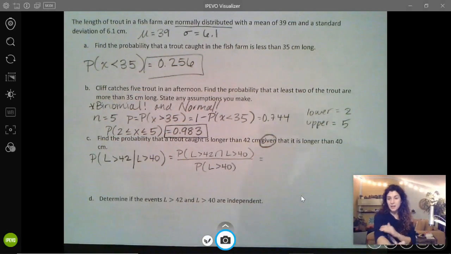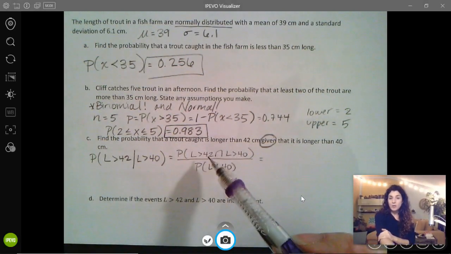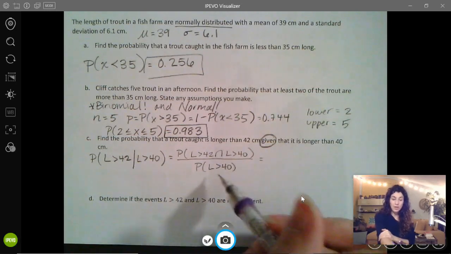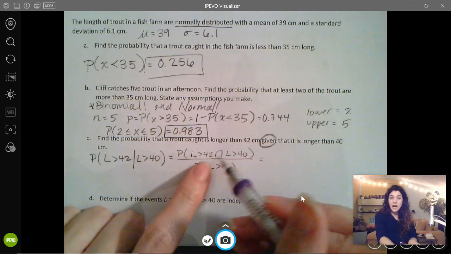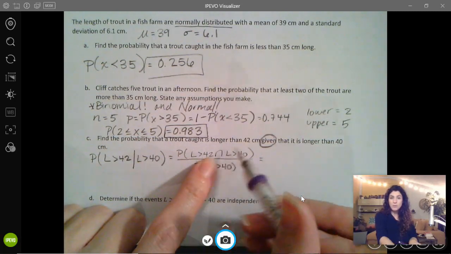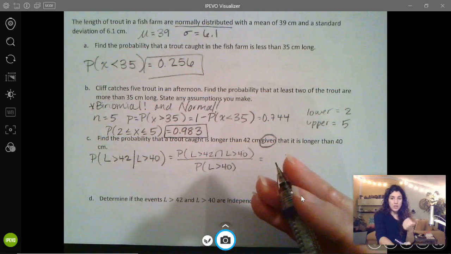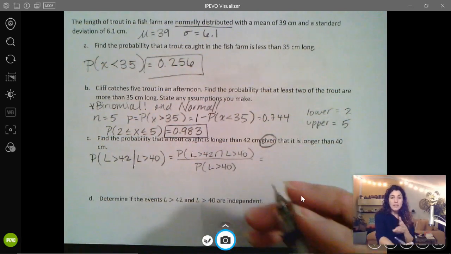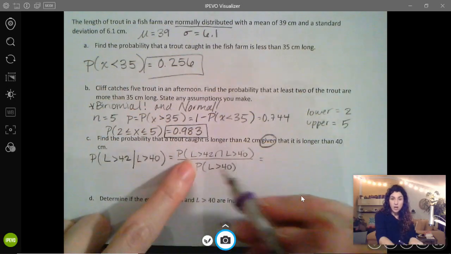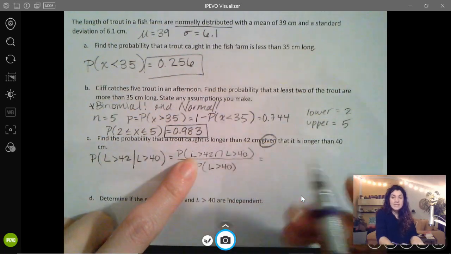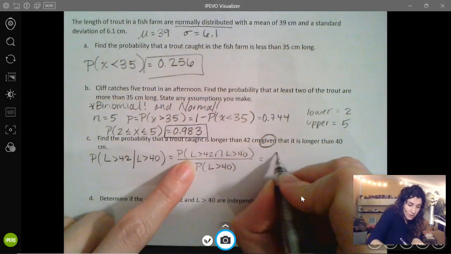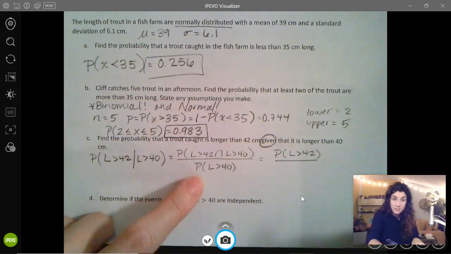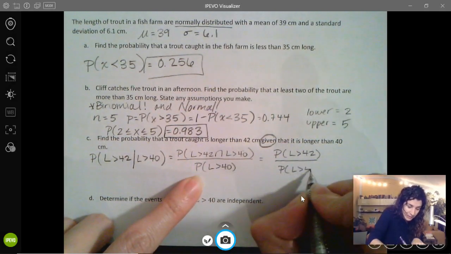Take a second and think about it logically. To be both greater than 42 and greater than 40 is really just saying greater than 42. Anything that's not greater than 42 but is greater than 40 would be 40 and 41, or anything in between that and 42. So really the only way these two can agree, longer than 42 or longer than 40, is if it's longer than 42. So really that's just the probability that your length is greater than 42, divided by the probability that your length is greater than 40.